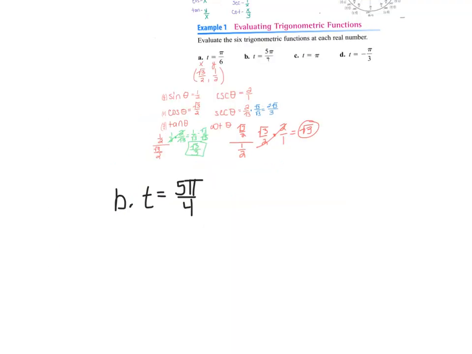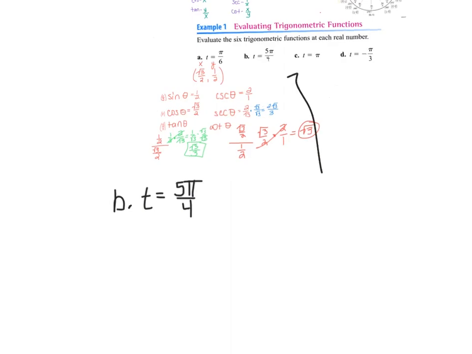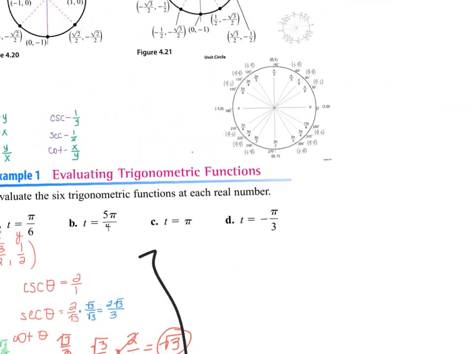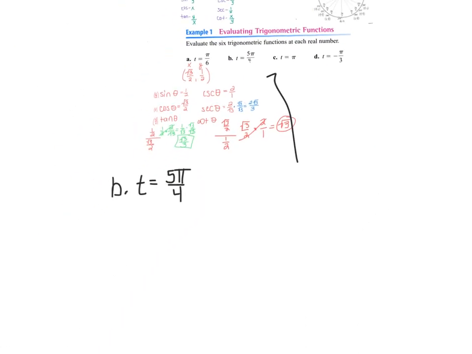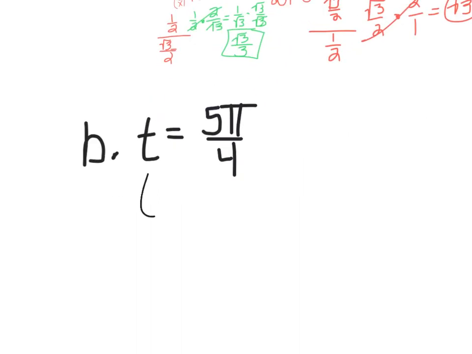So if we look at example B, I'm looking on the unit circle for the value 5π/4. So where is 5π/4? It happens to be right here. It's at -√2/2, -√2/2. So let's go back and evaluate all 6 trig functions. Again, it's at -√2/2, -√2/2. So make sure you keep your negatives and all that together.